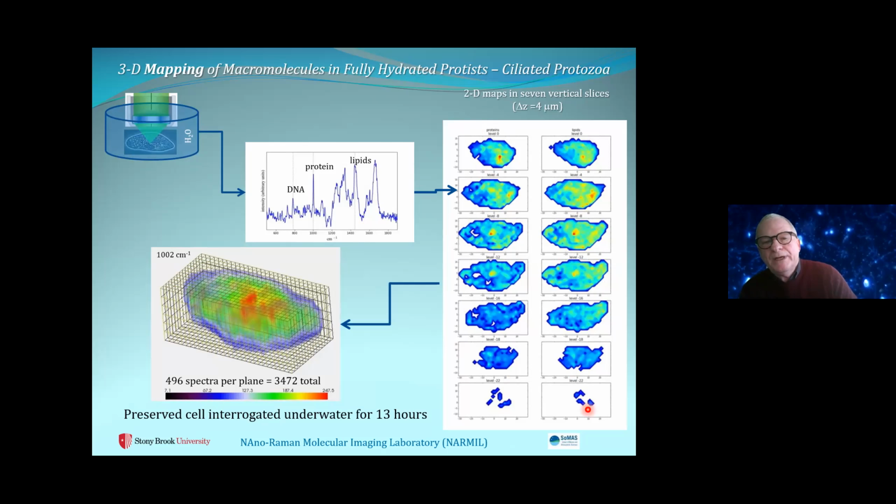Just as a demonstration, I suppose it's useful, but we weren't looking at isotopes in this experiment. We just wanted to know, can we look at macromolecular distribution in fully hydrated cells that have never been compressed, look at them in their lifelike state? So again, per plane, there were just under 500 spectra. At each node, we take a spectrum, and we do that in 7 planes.